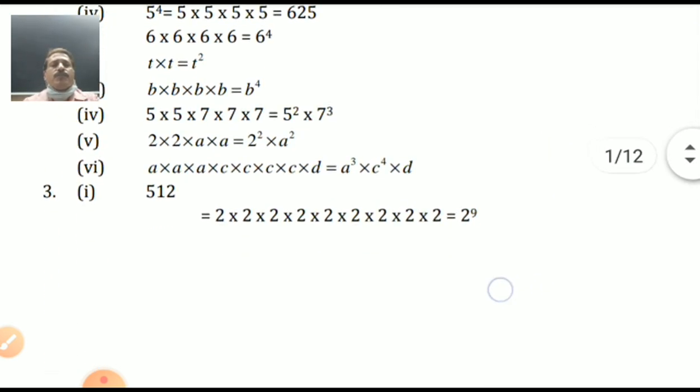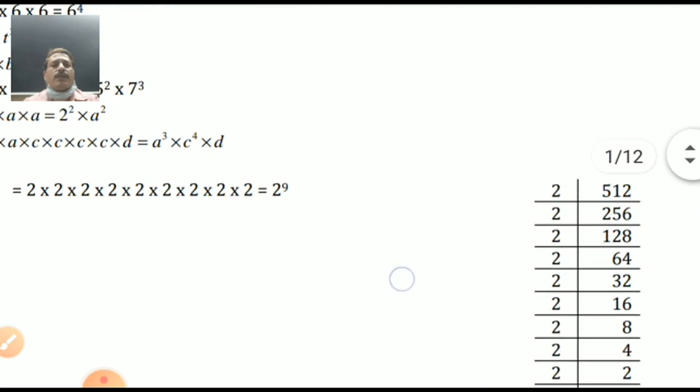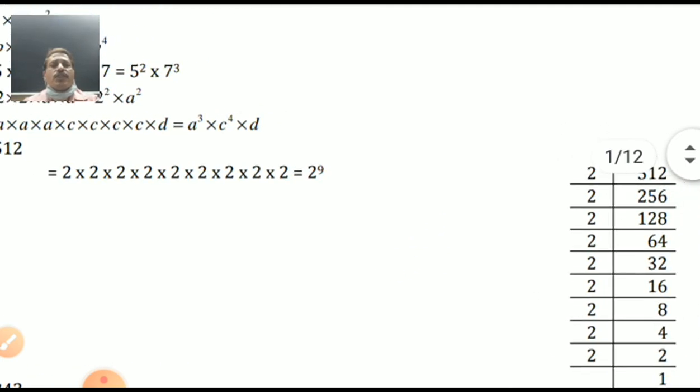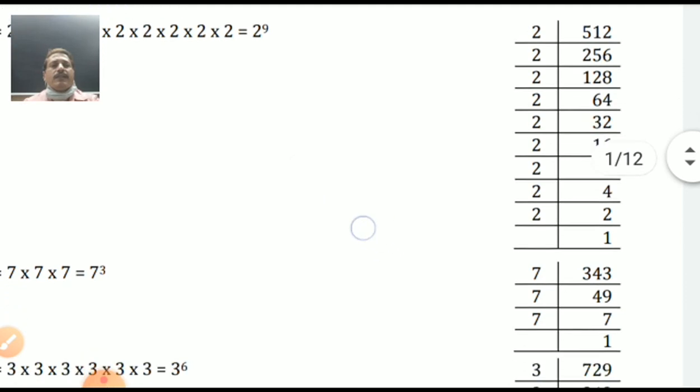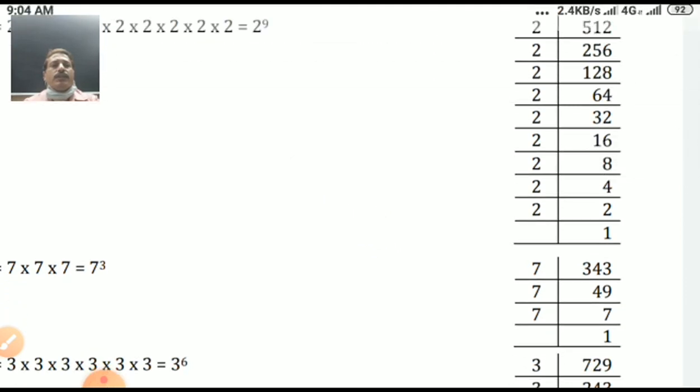Now the third question is 512. How to get 512? That's division on the raised to. See here, student. 512 is divided in the ladder method. 512 divided by 2 is 256, 256 divided by 2 is 128, 128 divided by 2 gives me 64, 64 divided by 2 gives me 32, 32 divided by 2 gives me 16, 16 divided by 2 gives me 8, 8 divided by 2 gives me 4, 4 divided by 2 gives me 2, and 2 divided by 2 gives me 1. There are 9 twos repeated.